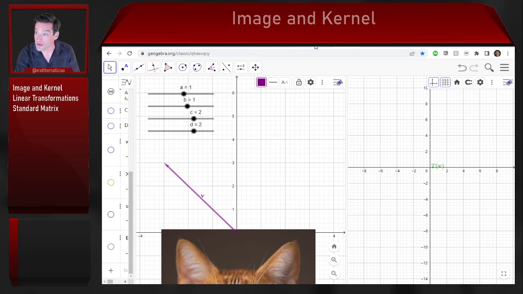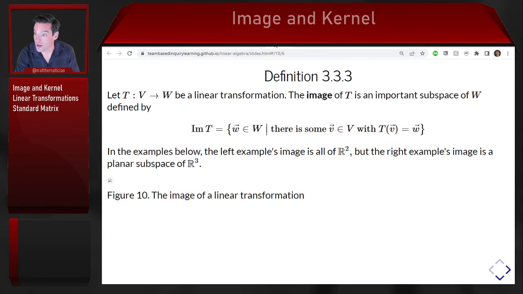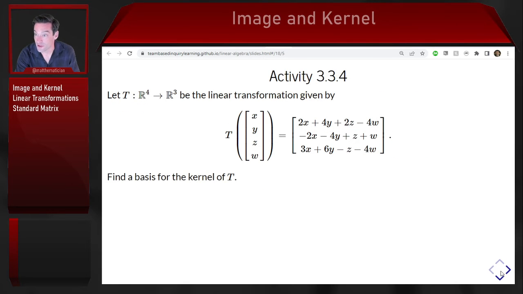So both the image and the kernel are vector subspaces of their respective codomain or domain of my linear transformation, respectively. So that means that if the question asks us to find the image of this linear transformation, or find the kernel, what we often are doing is finding a basis for it. We're describing those subspaces by finding a basis for them. So let's start with this activity, 3.3.4. And in this activity, the question is, here's a linear transformation.